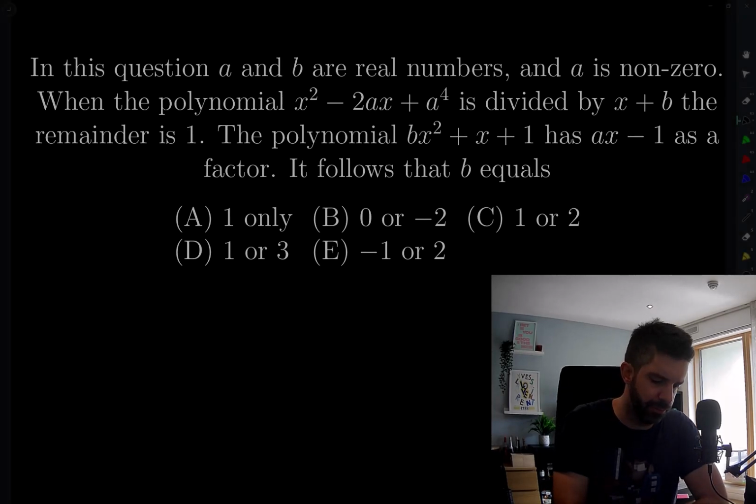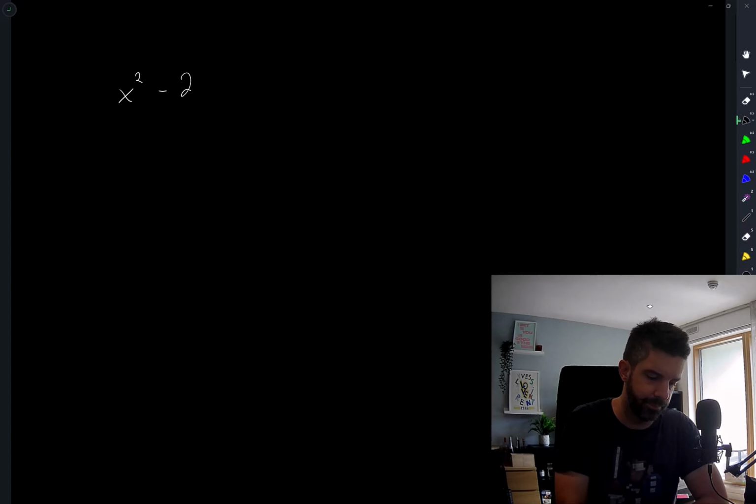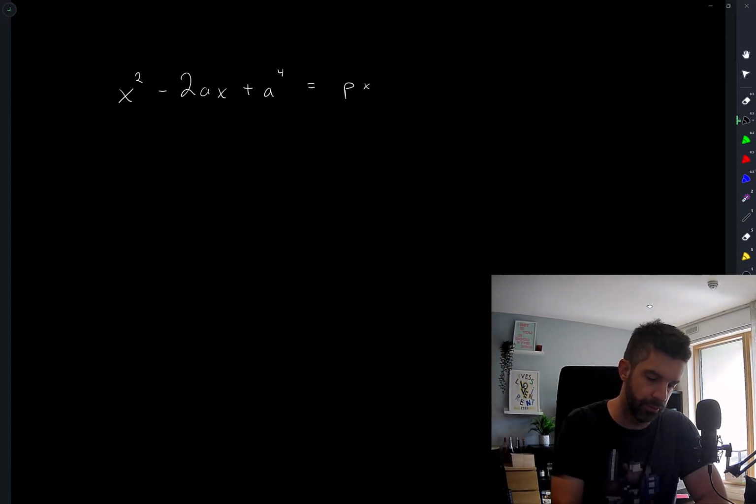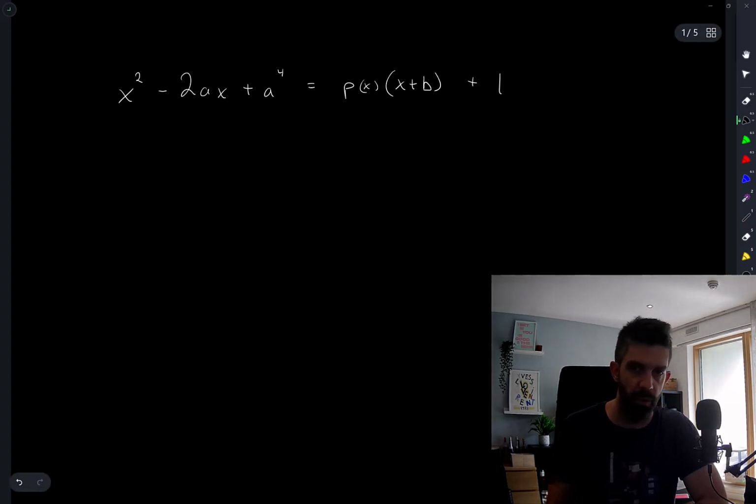Okay, this polynomial division stuff and factors and remainders, there's a lot of formulas that apply here that I just don't have memorized, but I know what the concept means by things being multiplied or polynomials being divided. So when the polynomial x squared minus 2ax plus a to the 4 is divided by x plus b, the remainder is 1. This says that this is equal to some polynomial p of x times x plus b, plus 1. That's what it means for the remainder to be 1.